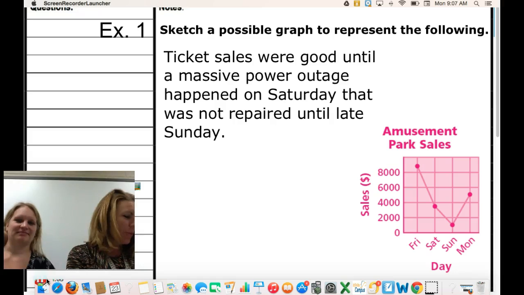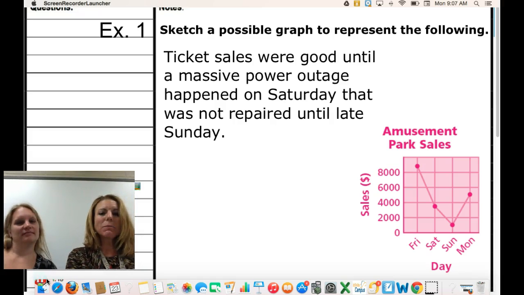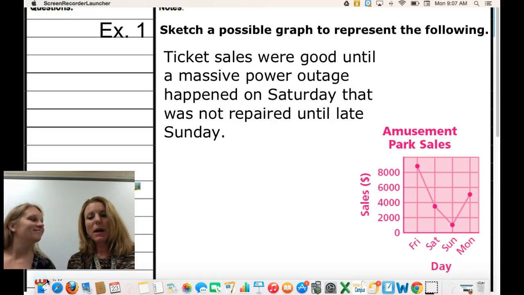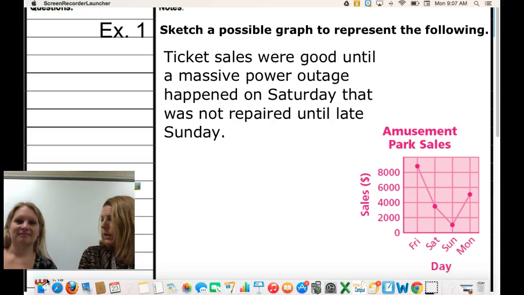Example 1, we are going to sketch a possible graph to represent the following. Now, however, as you can see, we're not going to sketch because I was trying to make our life real easy by actually giving you the graph. But let's read through it and interpret it.